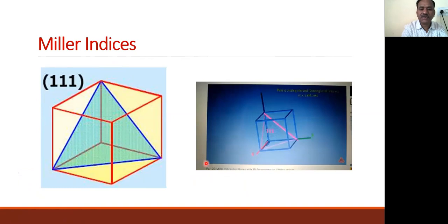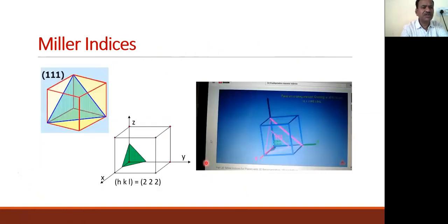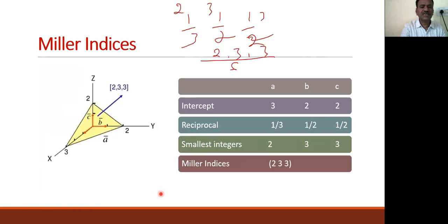Anyway, now this is the Miller index. I have explained it with two examples. This is the concept of Miller indices. Here you see where it is intersected, 1 by 2, also 1 by 2, and also 1 by 2. The reciprocal is 1 divided by 1 by 2, equal to 2, 2, 2. Now I think you understood this.